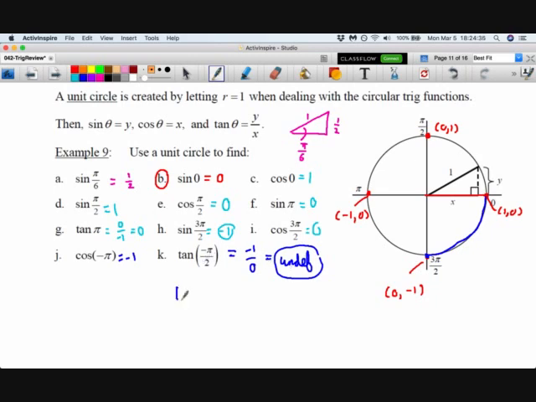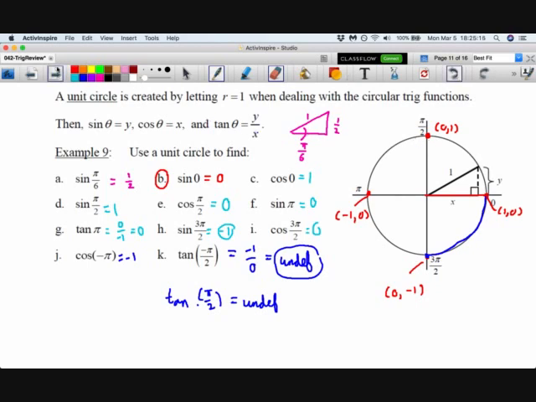Tan of pi over 2, tan of negative pi over 2, these are both undefined. Tan of pi over 2 equals undefined. That's it. So again, the main use of the unit circle is to get these angles done where we can't draw a triangle. There's no way to draw a right triangle where there are two right angles. That's the problem here.